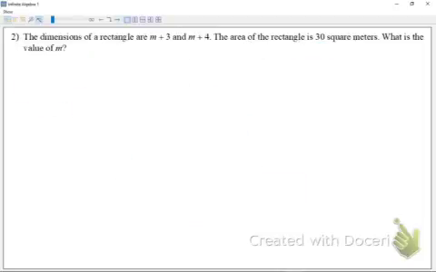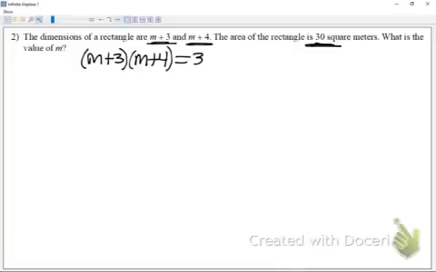Okay, let's take a look at problem number 2. The dimensions of a rectangle are m plus 3 and m plus 4. The area of the rectangle is 30 square meters. What is the value of m? So again, we have our length and we have our width. And we know that the area is 30 square meters. So we can say that m plus 3 times m plus 4, our length times our width, equals 30 meters. Okay? So again, go ahead and biology box this out.